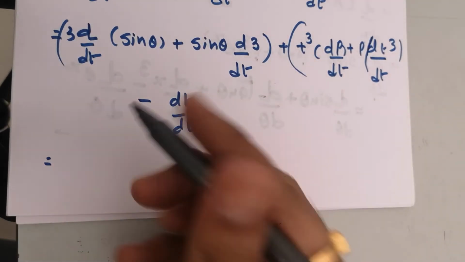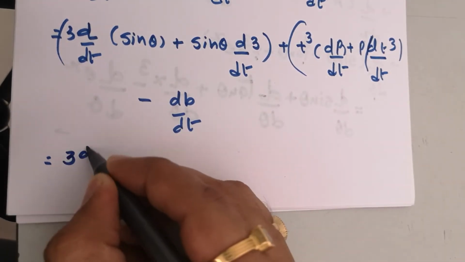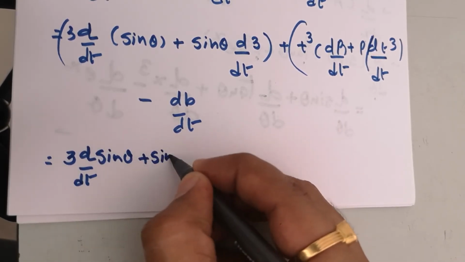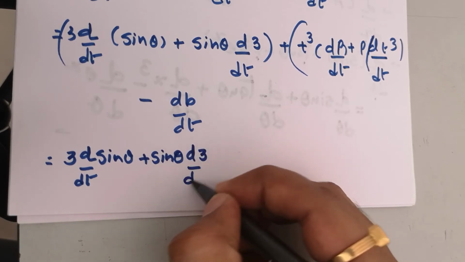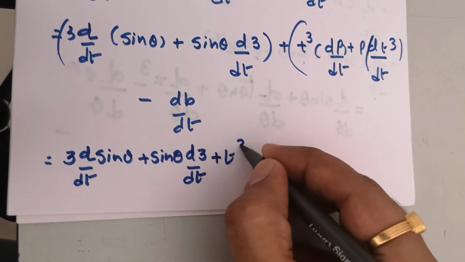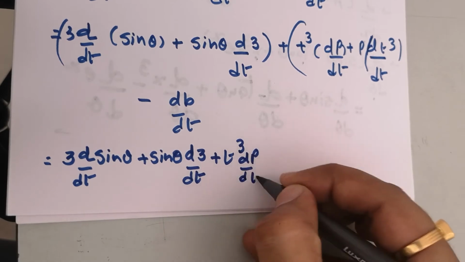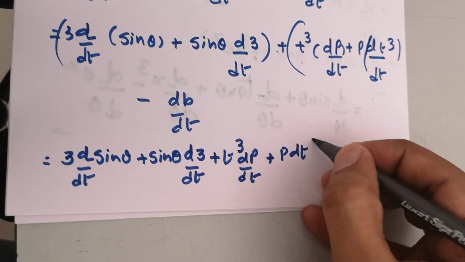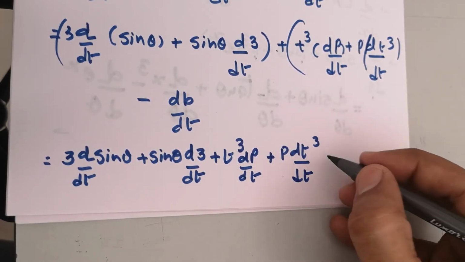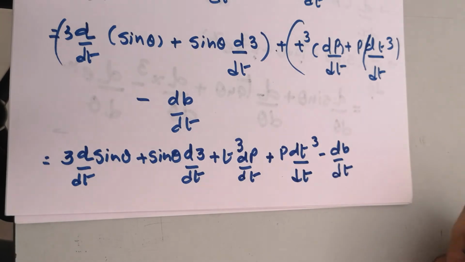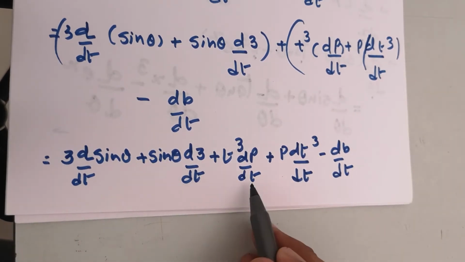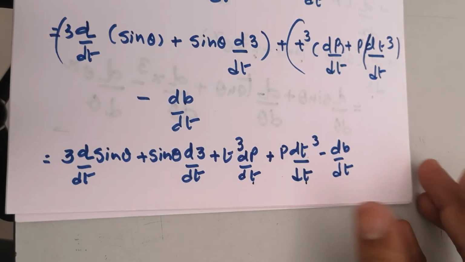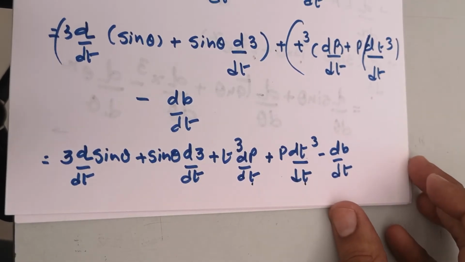You can also open the bracket and mention it like that: d by dt of sine theta plus sine theta d t cubed by dt plus t cubed dp by dt plus, because plus and plus are normal multiplication, d t cubed by dt and minus db upon dt. Be careful, you cannot cancel out such types of terms, because in differentiation such a cancellation is not allowed.